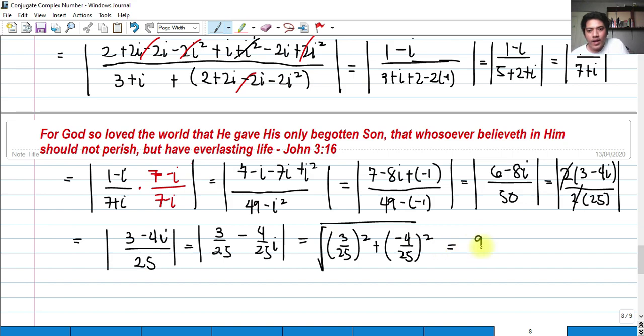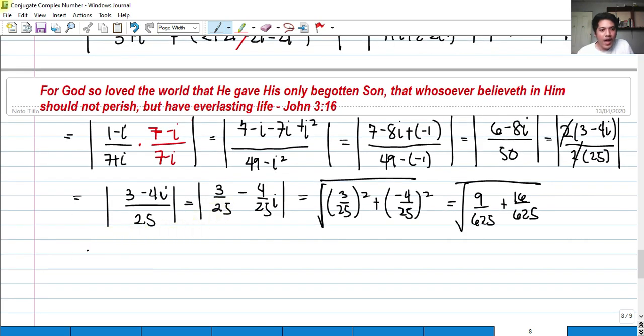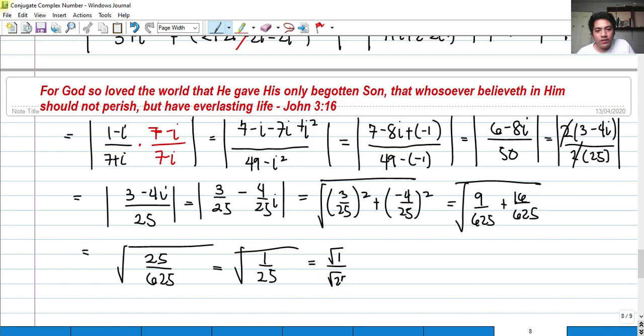So we have 9 over 25 squared, which is equal to 625, so we have 9 over 625, plus 16 over 625. And then we have the square root. So we have the square root of 25 over 625. If we simplify the fraction inside, we have 1 over 25. By the square root, we have 1 over 5. Our answer should be 1/5. So that's the modulus for our problem number 10.